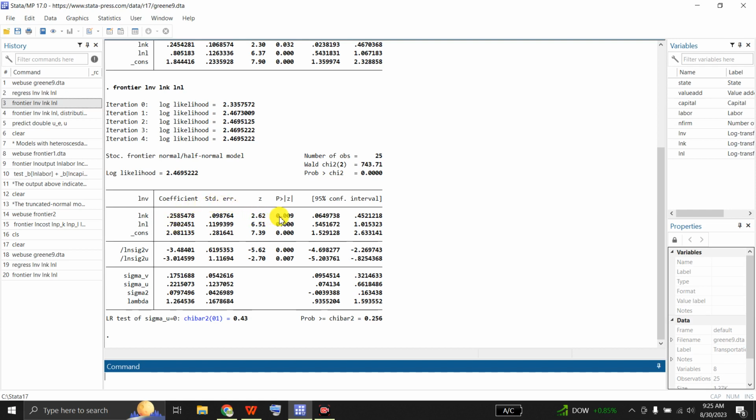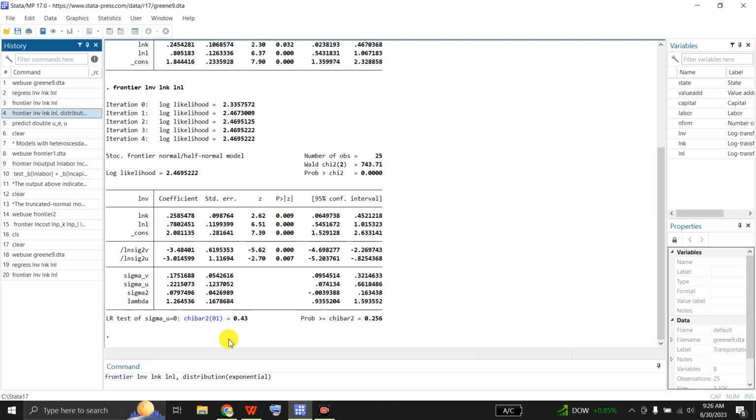There are some other statistics like natural log of sigma square v and natural log of sigma square u, sigma v, sigma u, sigma squared, and lambda. I'll explain these later on.